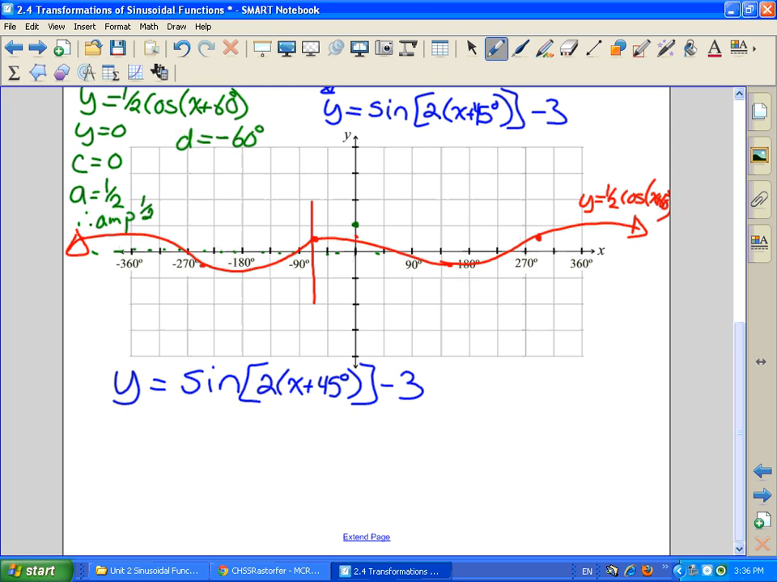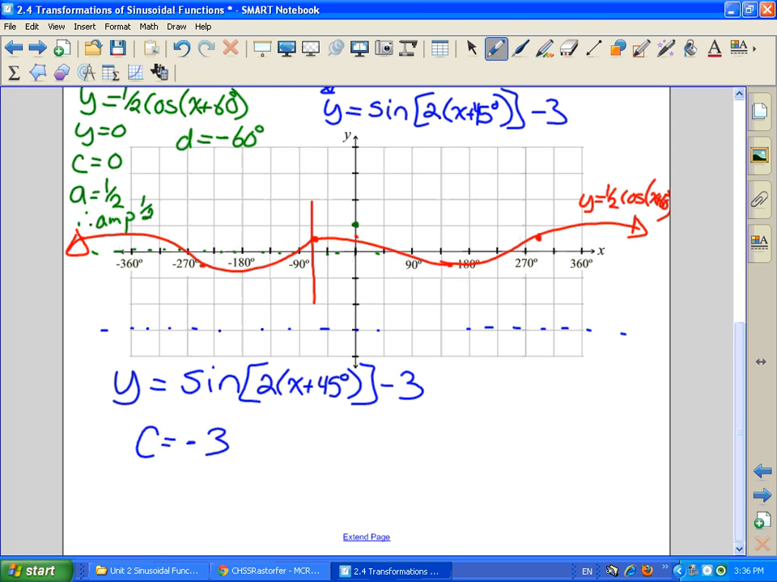So normally our parent function would be the sine curve. So normally we start at our axis. What is our axis here? Our axis is c equals -3. So 1, 2, 3, here's our axis.